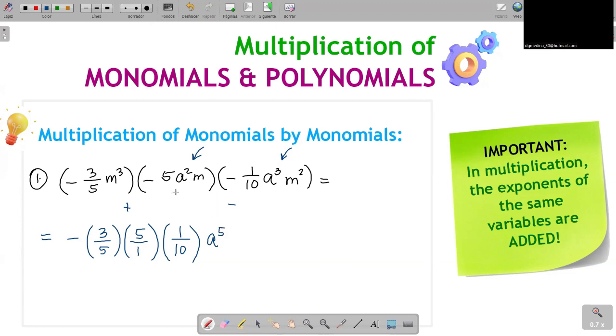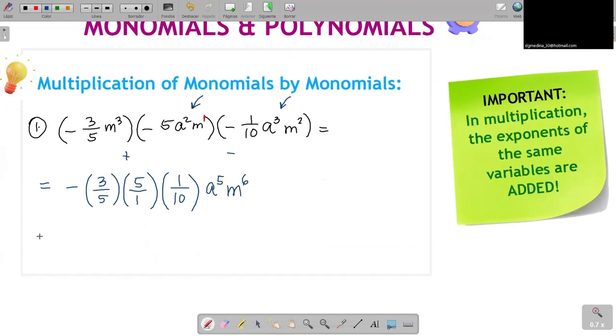Now, let's multiply the m's. We have an m here, and the last m. So we're going to write the same base, that is the m, and we're going to add all the exponents of the m. So 3 plus 1. Remember, if you don't see any exponent, it means that we have an invisible 1. So 3 plus 1 plus 2 is 6. So we already multiplied all the letters, the a's and the m's.